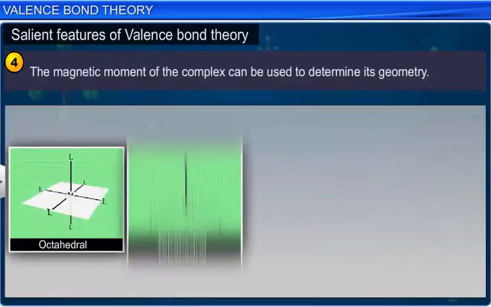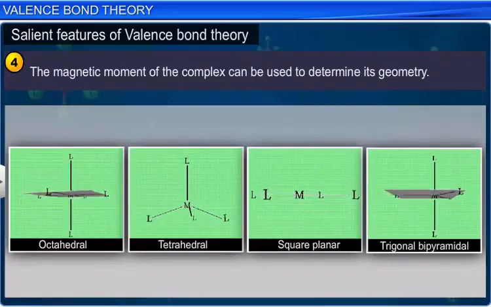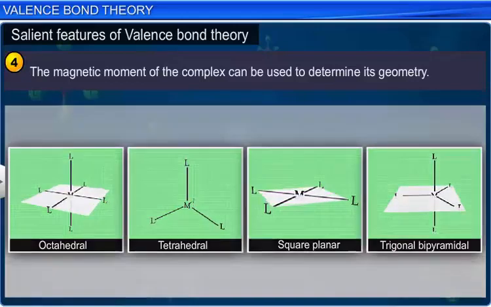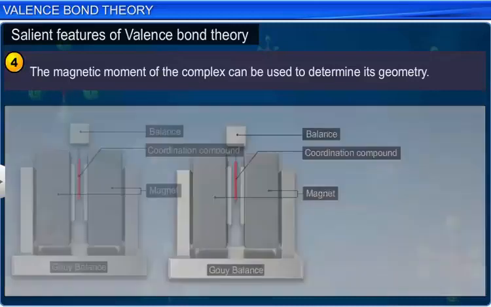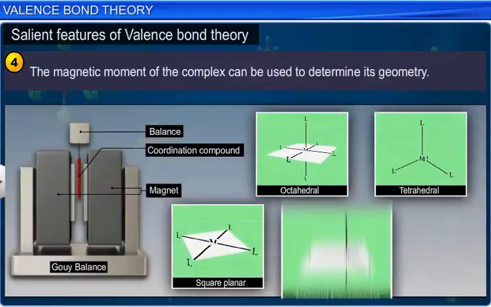The magnetic moment of the complex can be used to determine its geometry. Note that the magnetic moment of coordination compounds can be measured by magnetic susceptibility experiments using a Gouy balance. The results of the experiments can be used to work out the shape of the complex.